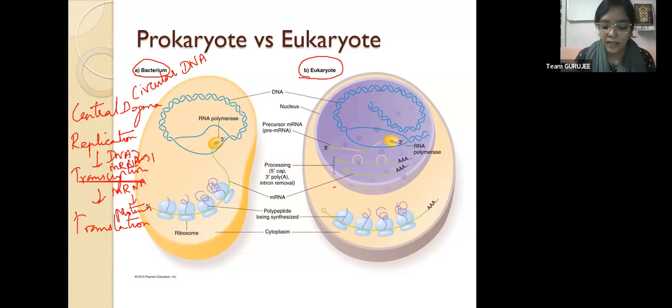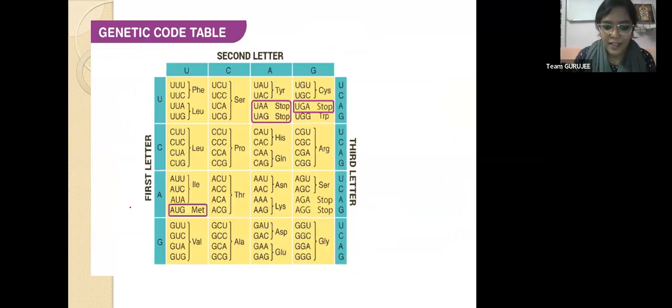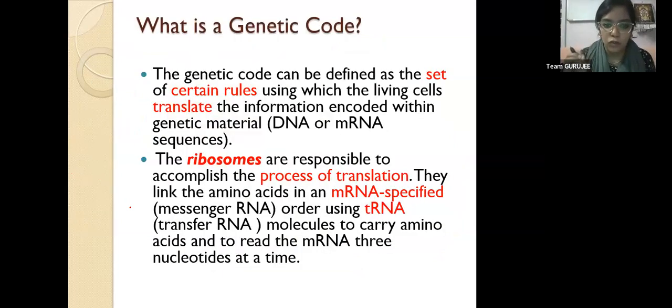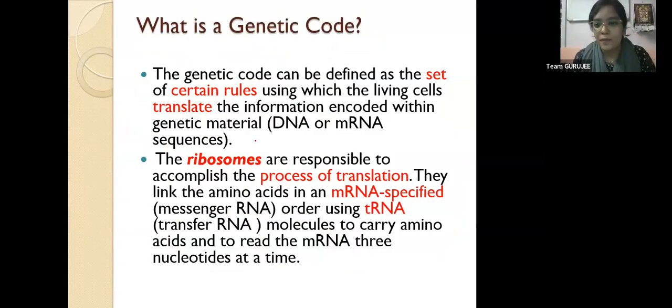So we'll directly dive into translation. For translation, this is an important category you have to know, that is the genetic code. The genetic code is a triplet codon. Genetic code means it's a set of certain rules, which is in triplets, that is in triples. You can see this table.